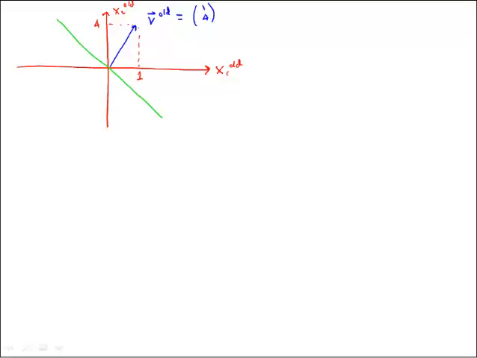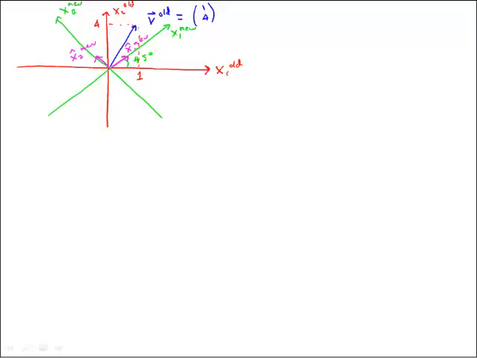How would we represent this vector in a coordinate frame that has been rotated 45 degrees? Well, the first thing we need is to make our change of basis matrix. So we need to find the unit vectors x1 hat new and x2 hat new that point in the directions of our new axes.